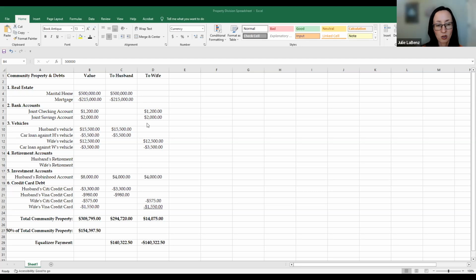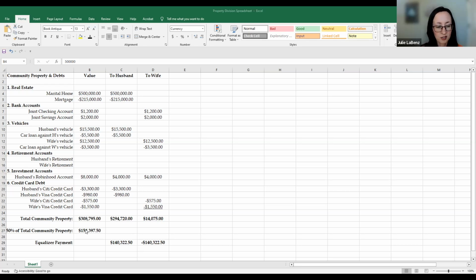If there is no justification, you don't want to make that argument. Then number two, you could play around with your proposed division so that these numbers get closer, propose the house be sold, change around some of these numbers.